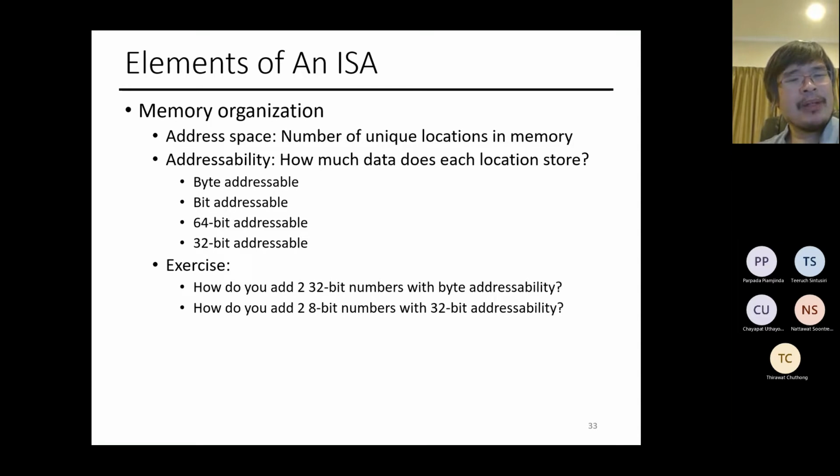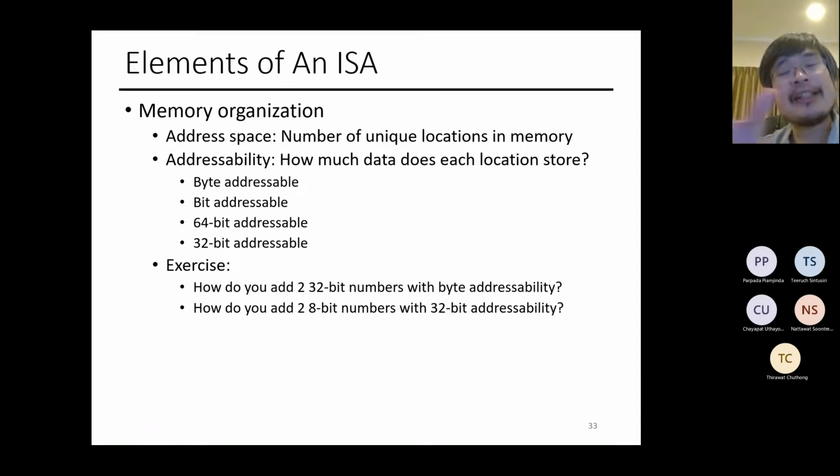For example, if you have to add two 32-bit numbers together with a byte addressable machine, how do you do that? And if you have to add two 8-bit numbers with 32-bit addressability, how do you do that? Because in the first case, you need to add two 32-bit numbers. That's 4 bytes, but you can only get 1 byte at a time. How do you do that? How do you add an 8-bit number, but every time you try to access that number, you get the whole 32-bit block, which is 4 bytes, right?